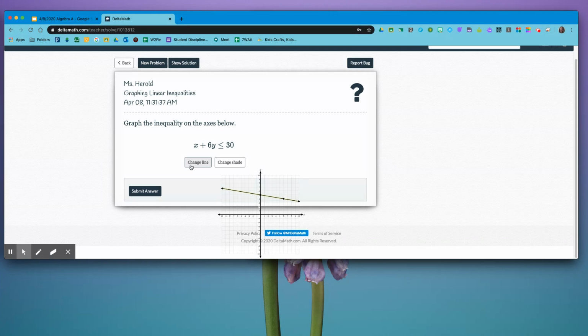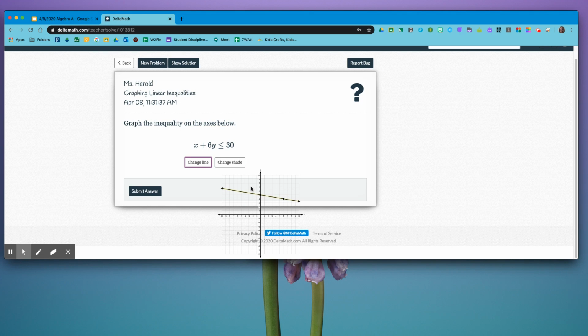Notice how these two options have now popped up. I can either change the line. Now, if I click on that, notice what it does. It changes it to a dotted line. Do I want to use a dotted line in this situation when there's less than or equal to? No. I want it to be a solid line. When there's an equals, then that means the points that are on the line are solutions to this inequality as well. Second thing it asks is, do I want to change how it's shaded?